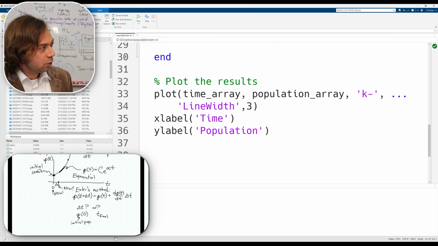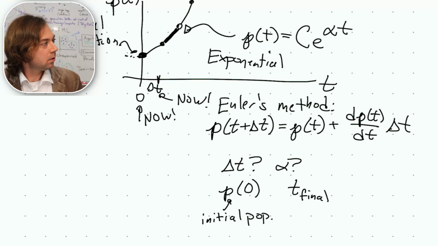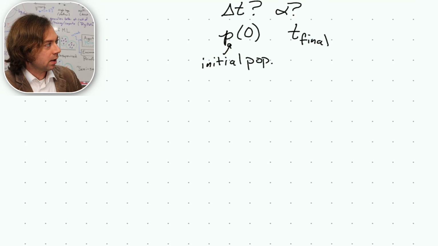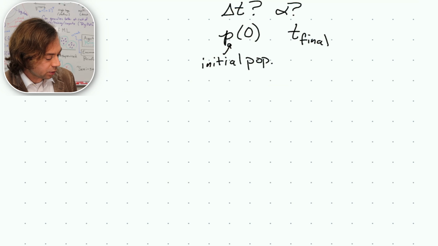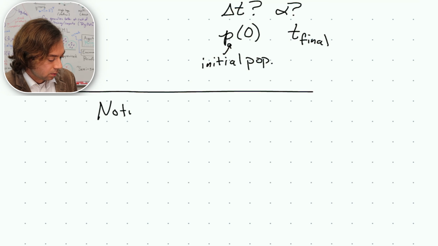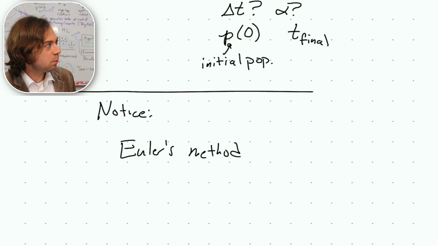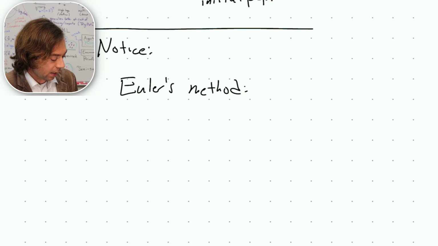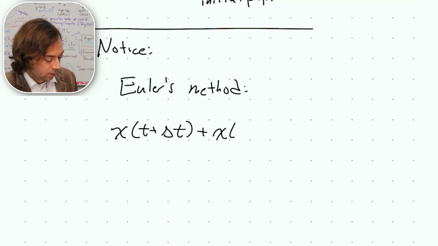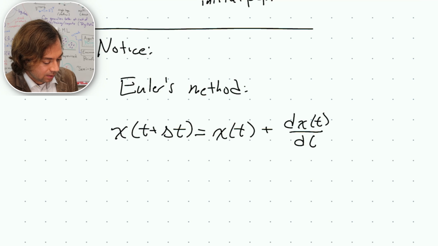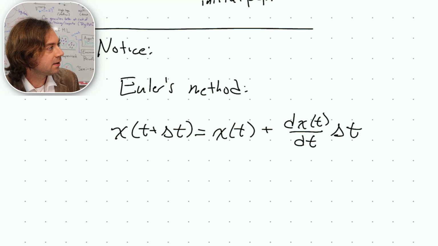So let's now go to a system that's a little bit more complicated, right? Okay. So first, a couple of things that you're going to notice. Notice that Euler's method has a few properties that we want to notice here. So we look at x of t plus delta t is equal to x of t plus dx of t dt times delta t, right? We have that Euler's method. All right, a few things we want to notice.